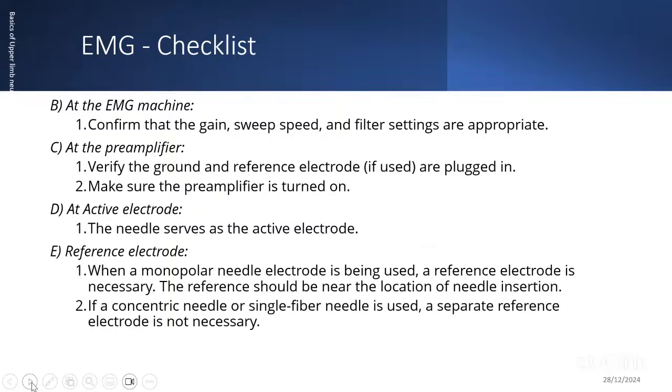On the machine, you confirm the gain, sweep speed, and filter settings are appropriate. Verify the ground and reference electrodes are plugged in. Make sure the preamplifier is turned on. The needle serves as an active electrode. When a monopolar needle electrode is being used, a reference electrode is necessary. The reference should be nearer the location of the needle insertion. A concentric needle we don't usually use. A separate reference electrode is not necessary.